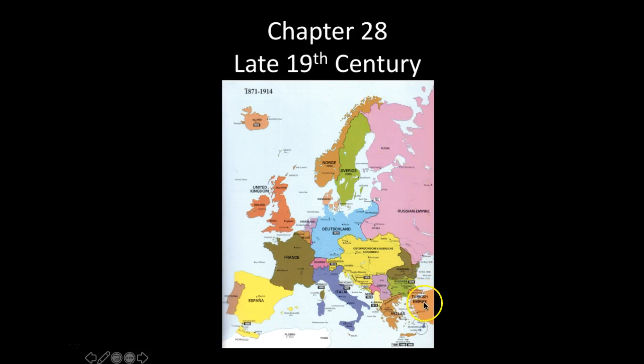The Ottoman Empire is receding, and remember, this is where all of the Balkan regions, where all those countries were having trouble with Austria-Hungary trying to take them over. Italy is now one country, and this is really a map that you guys should be very familiar with.